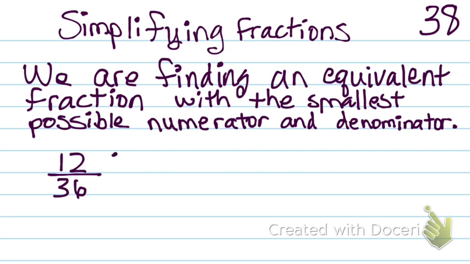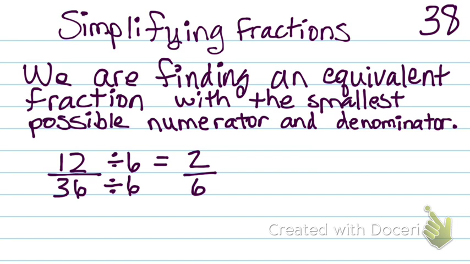So, let's do 12 divided by 6 and 36 divided by 6. Then 12 divided by 6 gives me 2, and 36 divided by 6 gives me 6. Now, that is an equivalent fraction to 12 over 36. Now, my question is, is this the simplest form of the fraction? If there's still a number that I can divide both of those by equally, then it is not the simplest form. What can I still divide them by, Jackson? 2. I can still divide by 2.